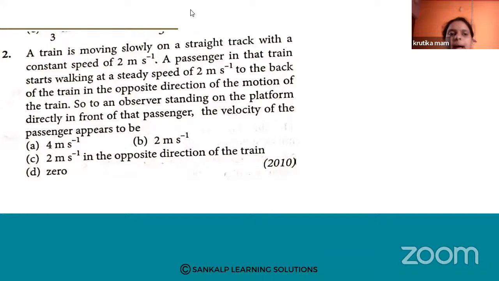Then next, to the back of the train in the opposite direction of the motion of the train. So to an observer standing on the platform directly in front of that passenger, the velocity of the passenger appeared to be... So what velocity of the passenger appears? The train is moving at 2 meter per second. The passenger is moving opposite to the direction of the train motion with the speed of 2 meter per second. So for someone standing outside and watching, what is the velocity of the passenger appears to be? 2 meter per second in the opposite direction of the train, or it is 0.